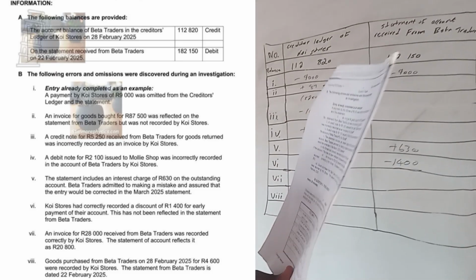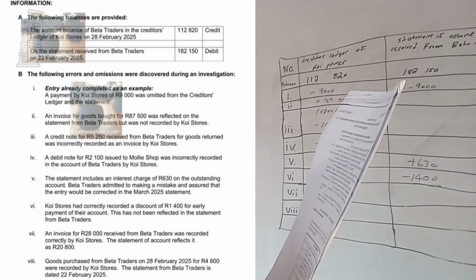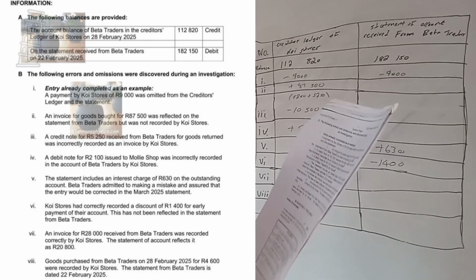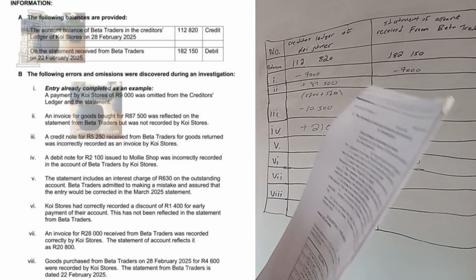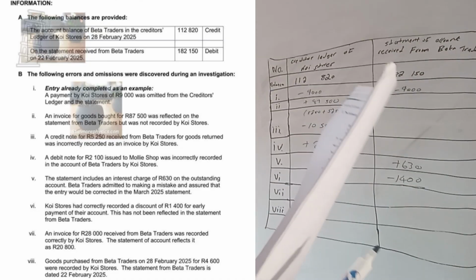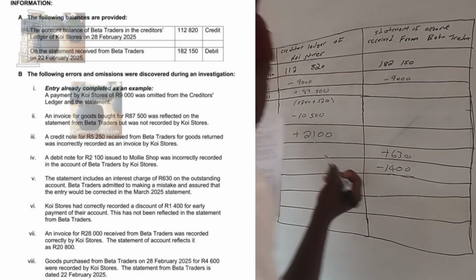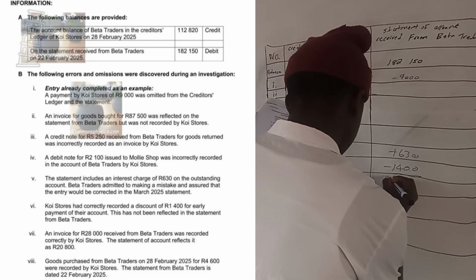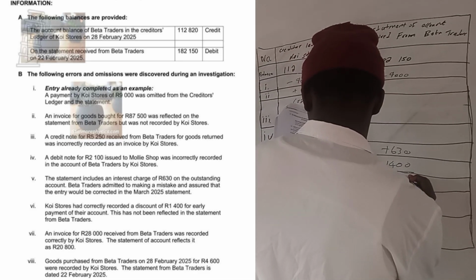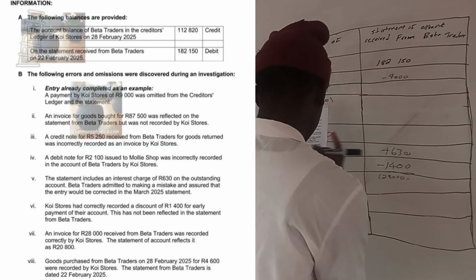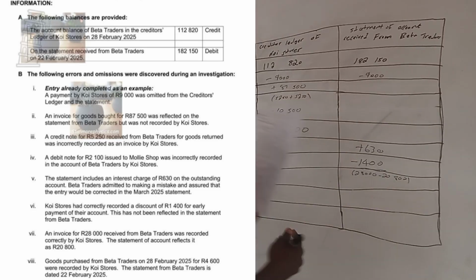Okay, an invoice for 28,000 received from Better Traders was recorded correctly by Coin Stores. So the invoice of 28,000, the bill, we recorded it correctly as 28,000. But the statement of account reflects it as 20,800. You see, so you will say 28,000 minus 20,800.